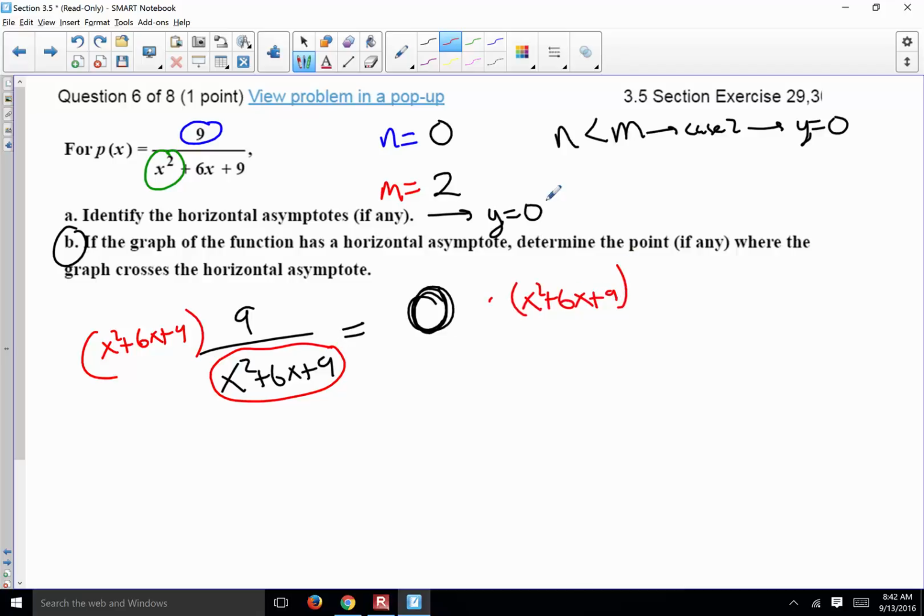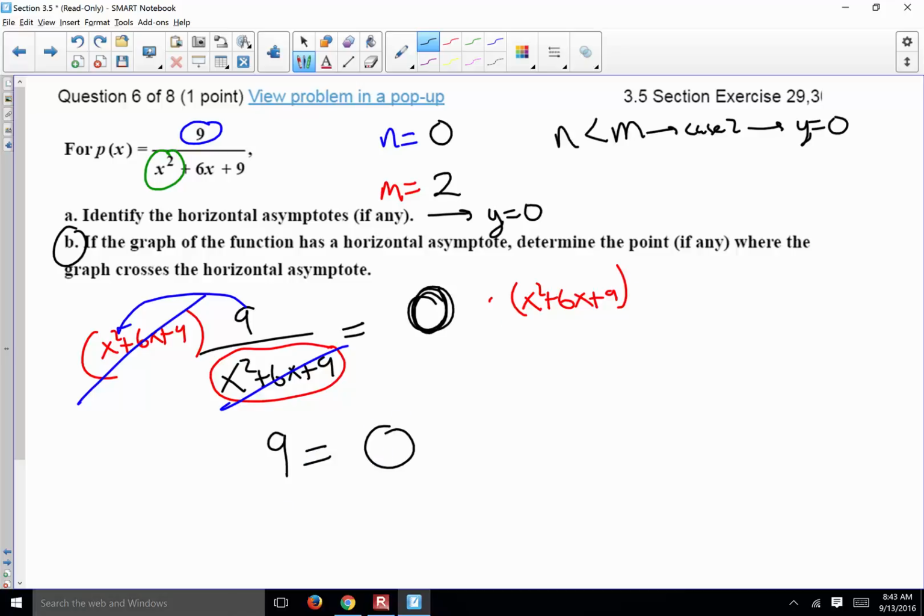Oh, we need to multiply 9 by this now, right? Correct? No, it's just you need to cross these off, because that's why we did it. We want to clear the denominator, right? So 9 on the left. What is 0 times something? 0. 0 times x squared, 6x and 9 makes 0.